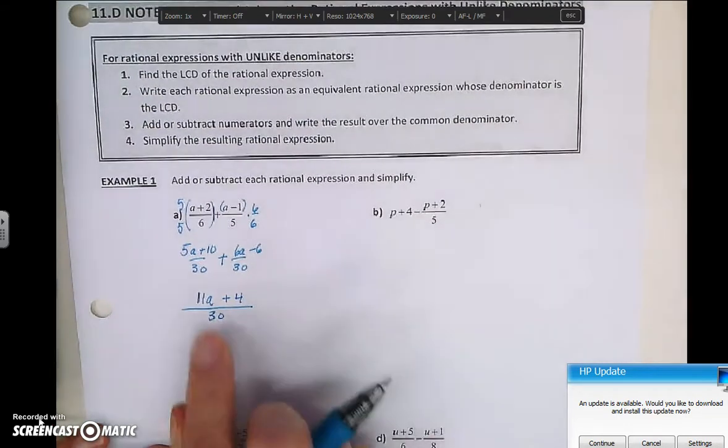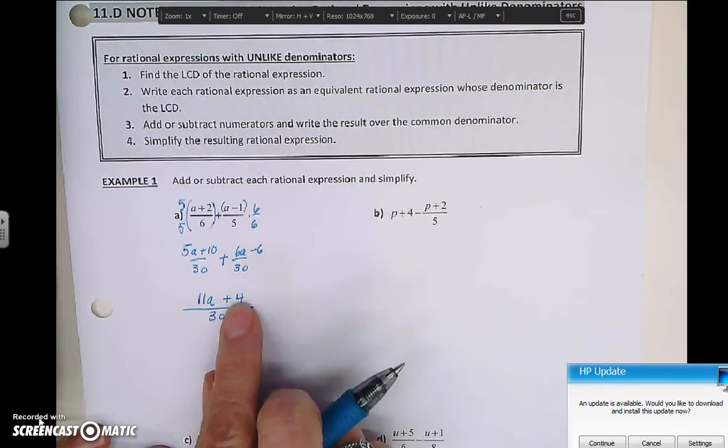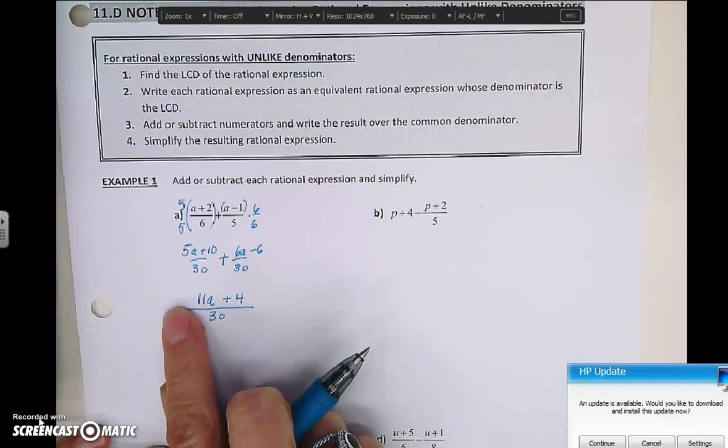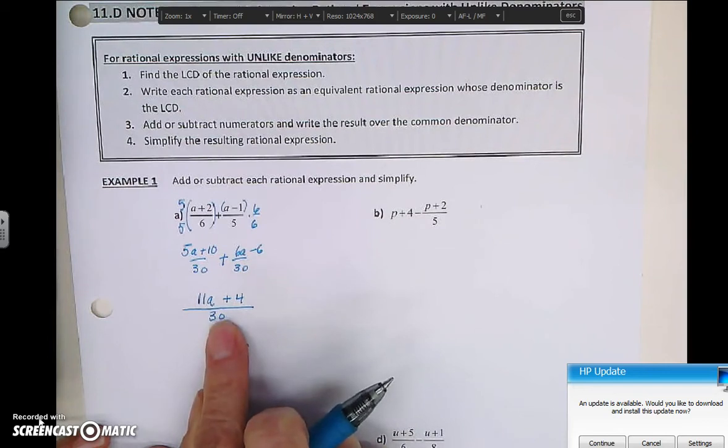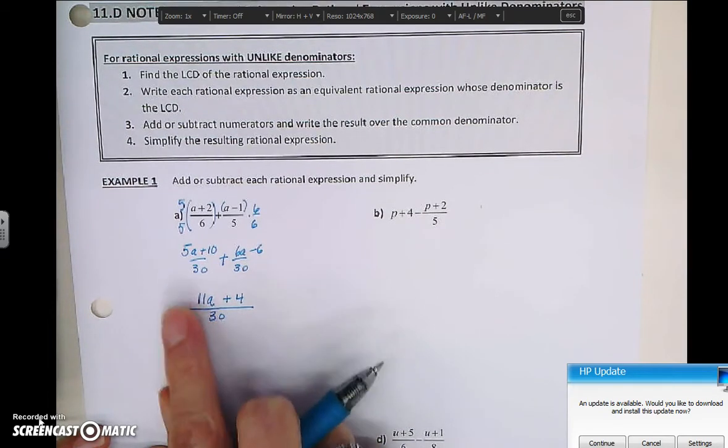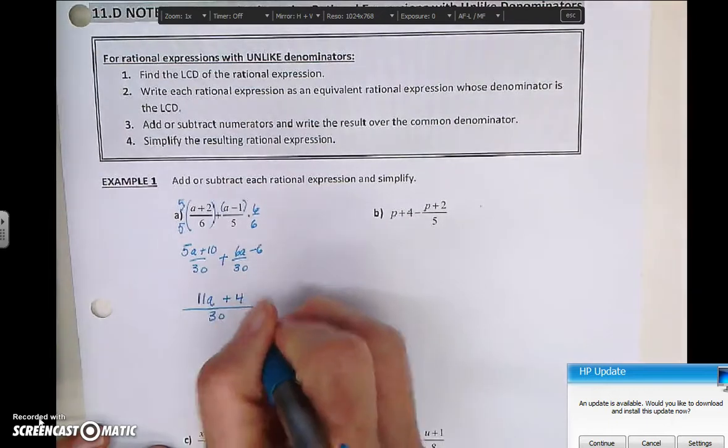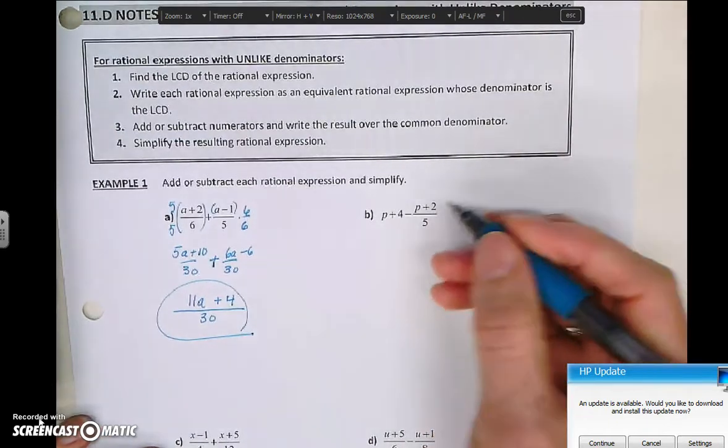Double check it. All right, and you can see this doesn't factor, so I can't do any reducing on this. So remember that in order to reduce, you have to have factors. So answer.